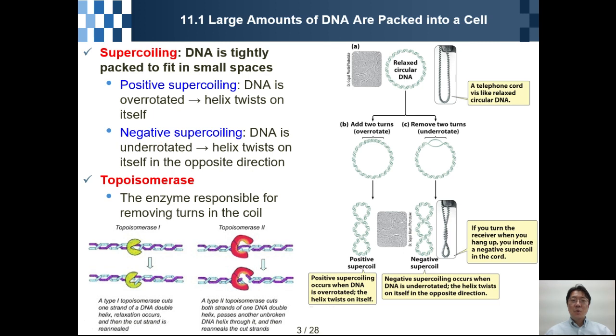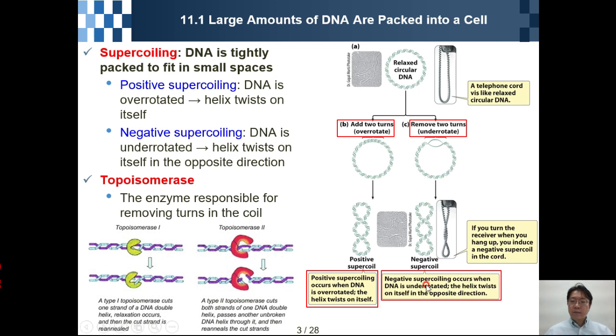Positive supercoiling means adding additional turns, meaning the DNA is over-rotated. So positive supercoiling occurs when DNA is over-rotated, and the helix itself twists like this. How about negative supercoiling? Negative supercoiling is when the DNA is under-rotated. It means that two turns can be removed, and at that point negative supercoiling can happen.